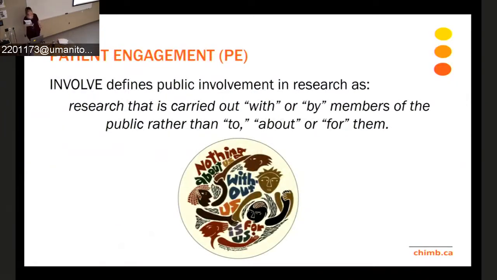In the UK, it's called Involve. It's been around a little bit longer, the organization that's quite similar to Strategy for Patient-Oriented Research. And they actually say public involvement in research. And they define it as research that's carried out with or by members of the public rather than to, about, or for them. So that's another way that you can look at it.